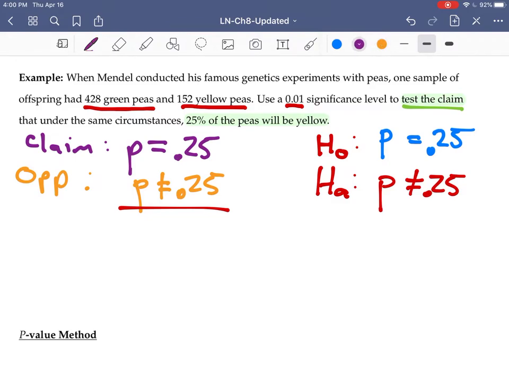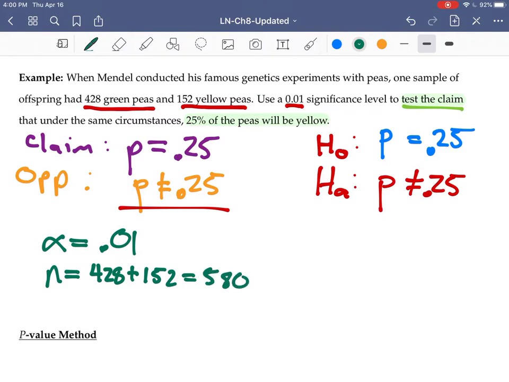We can also identify here that the value of alpha, our significance level, is 0.01. Our sample size is all of the green peas plus all of the yellow peas, so we have 580 in total. And the number of successes, since we are looking for the proportion that will be yellow, we're considering it a success if it's yellow. And so there are 152 yellow. So we're going to take this information and go over to StatDisk with it.